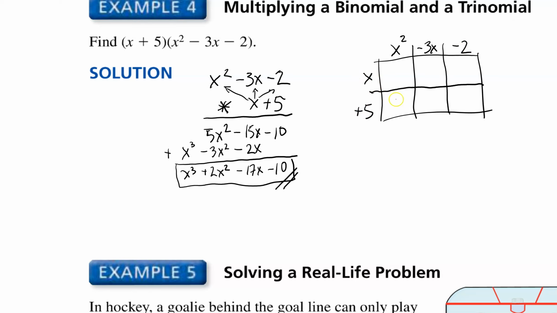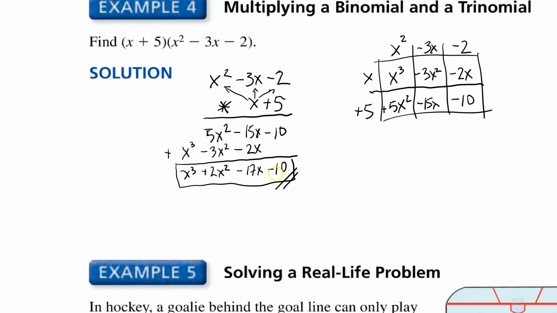And then we go through and multiply it like times tables. X times x squared would be x cubed. X squared times 5 would be 5x squared. X times negative 3x would be minus 3x squared. Plus 5 times negative 3x would be negative 15x. X times negative 2 would be negative 2x. And then 5 times negative 2 would be negative 10. And then we bring all of those terms out, combining those that are like terms.